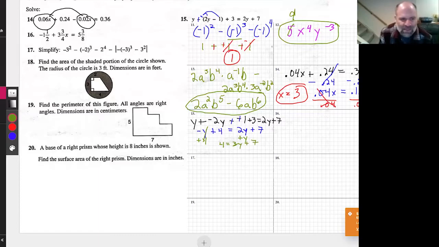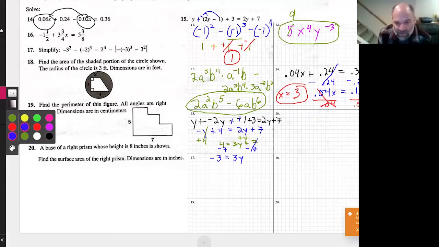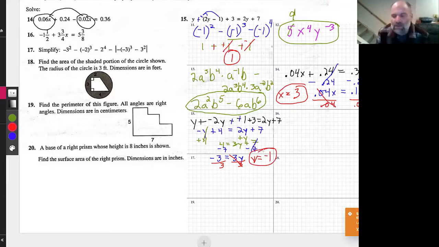All right, next step in solving equations, get rid of the constant term on the variable side. This time the variable side is the right side. So get rid of that 7. So then we're left with 4 minus 7, which is negative 3, equals 3y. All right, last step, divide by the variable's coefficient. And you get y equals negative 1. Okay, is that what you guys got?